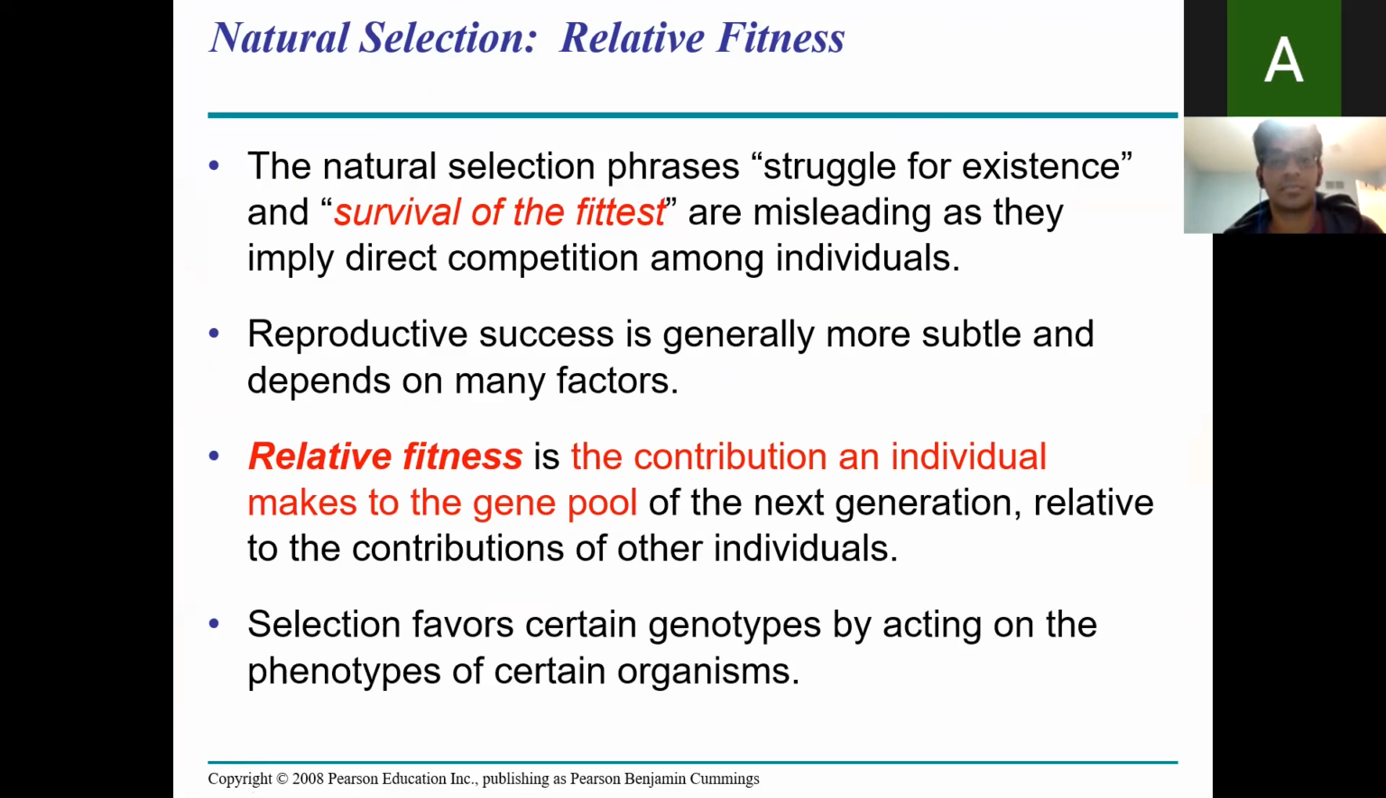So the phrase survival of the fittest is misleading because it kind of implies direct competition, but it's generally a natural mechanism. Natural selection is a general mechanism, it acts on everything. It doesn't have to be just because of competition, and even in competition, you're competing for resources, typically. Reproductive success is generally more subtle and depends on a lot of factors. Relative fitness is the contribution an individual makes to the gene pool of the next generation. So fitness is kind of just a way that we try to measure how useful the traits that they have are.